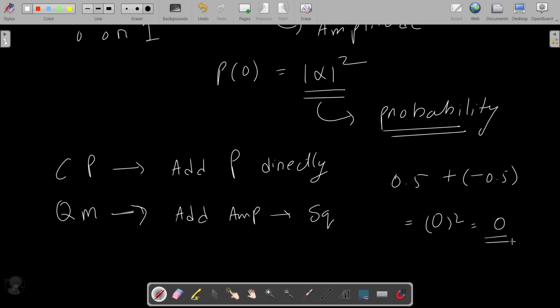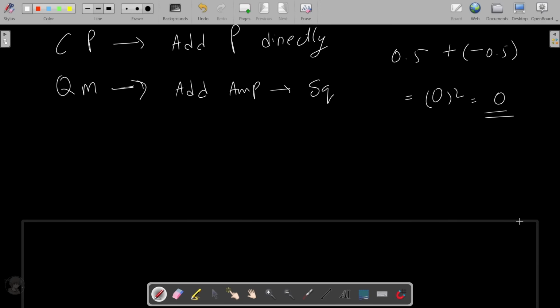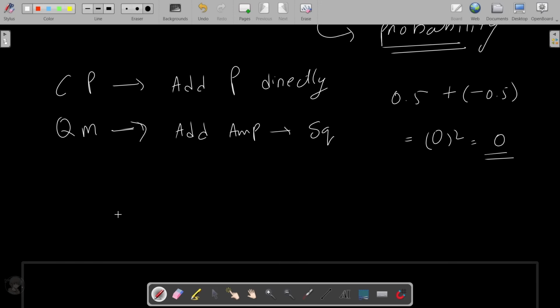So you might wonder, in classical probability, can't things cancel too? Why is cancellation special to quantum? This is a good question. Let's explore it. In classical probability, all probabilities are real and non-negative.